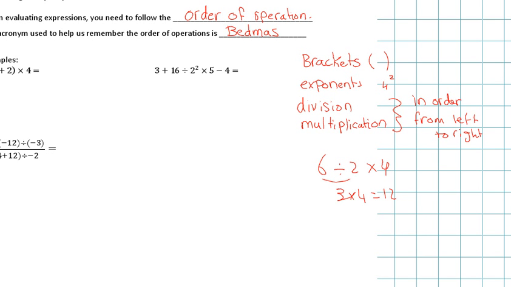Now, what if I have this? 3 times 4 divided by 6. In this case, which one comes first? Division? Which one is appearing first as we go from left to right? Multiplication, right? Multiplication comes first. 3 times 4 is 12.